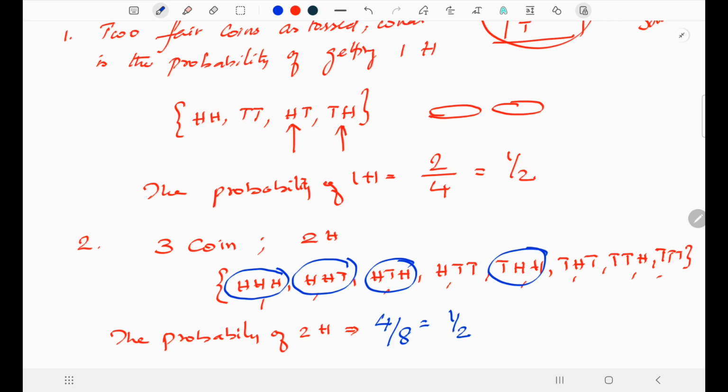So this is how we mathematically find the answer for the probability of the occurrence of events.